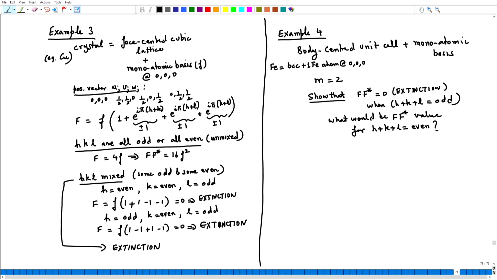So, this is a simple problem that you try to solve yourself, and I will conclude this part of this lecture right here. In the next lecture, we will look at a somewhat more complicated structure which has more than one atom present in the basis, and sometimes those atoms could also be different types of atoms.